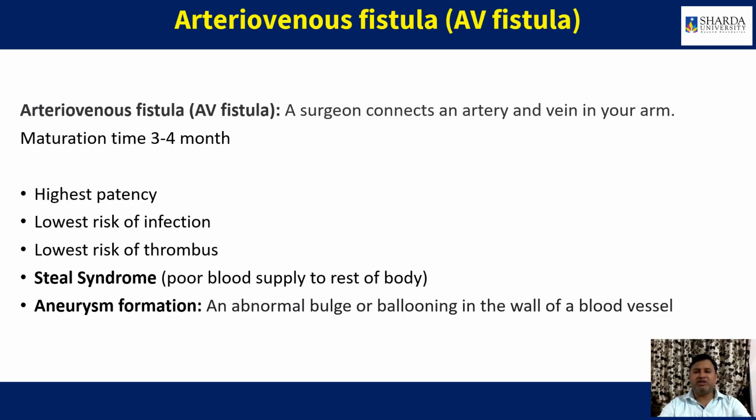Now come to the arteriovenous fistula. In the AV fistula, the surgeon connects the artery and vein in your arm. The maturation time is 3 to 4 months, and there is high patency in the arteriovenous fistula. There is a lower risk of infection and a lower risk of thrombus formation. But there is some risk of steal syndrome, which is poor blood supply to the rest of the body. The second possibility is aneurysm formation, where an abnormal bulge or ballooning occurs in the wall of the blood vessel.